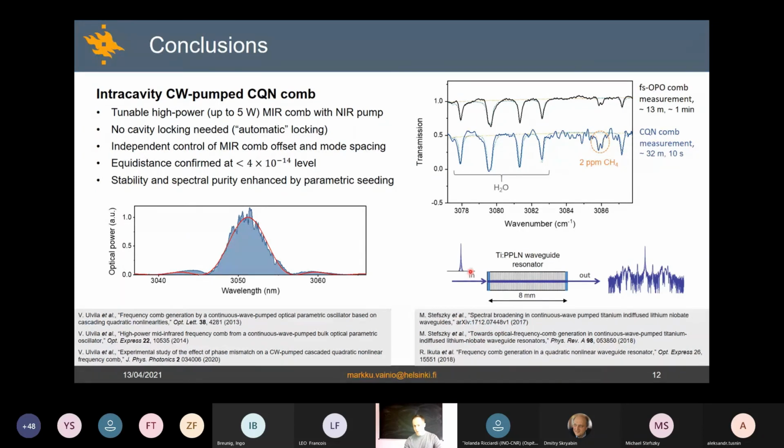And in this case, we used this external pumping scheme. So the pump frequency was matched to the resonance frequency here. And in this case, we were not able to monitor the equidistancy or the intermode beat signal, so we cannot claim comb generation, but we anyway see spectral broadening, similar to what we see with the bulk systems or phase-based systems.